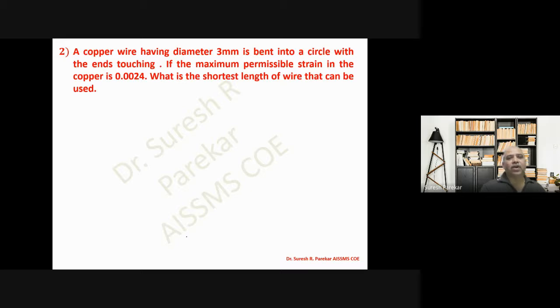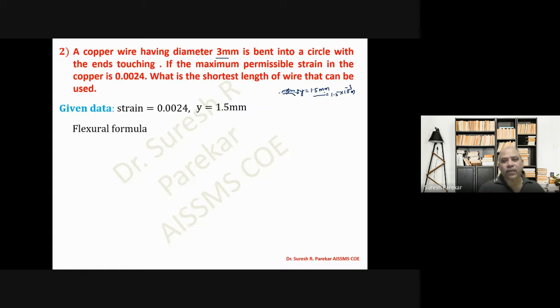Then the second problem: a copper wire having diameter 3 millimeter is bent into a circle with the ends touching. If the maximum permissible strain is 0.0024, what is the shortest length of the wire that can be used? We have the diameter as 3 millimeters, and therefore the neutral axis will be at the center. So the value of y is 1.5 millimeters, that is 1.5 into 10 raised to minus 3 meters, or we can keep it in millimeters. The given data is strain 0.0024 and y 1.5 millimeters.